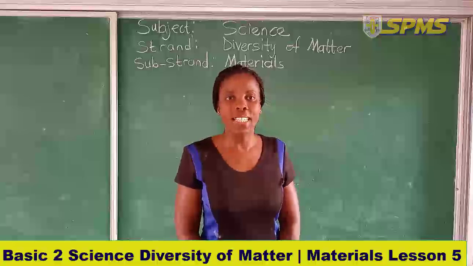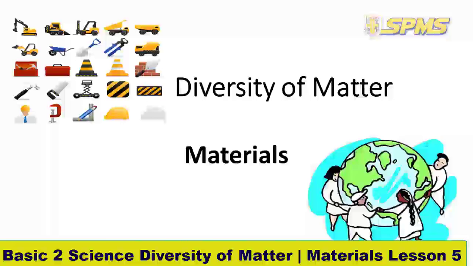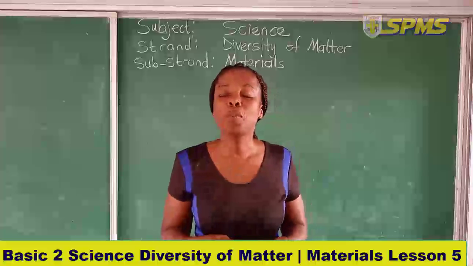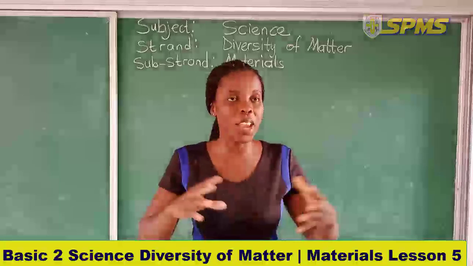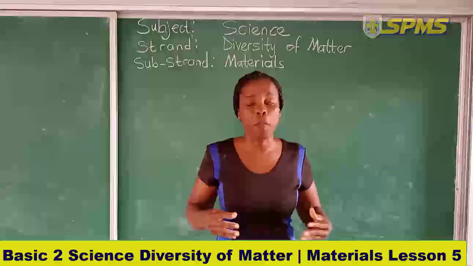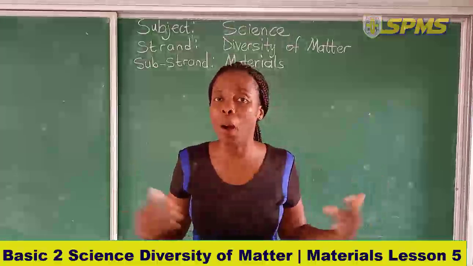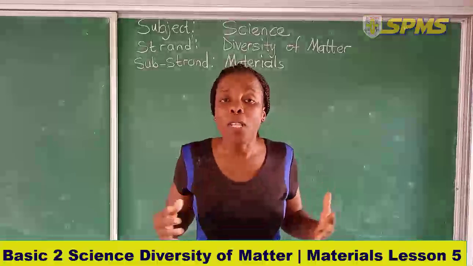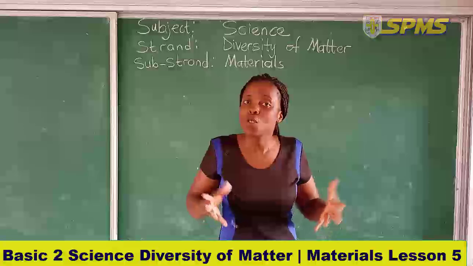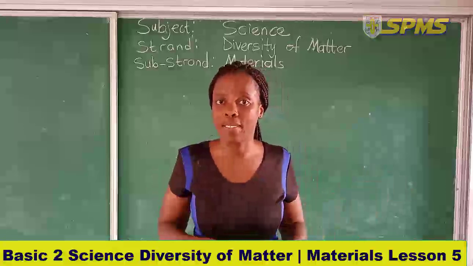Basic 2 Science. And this is going to be our 5th lesson on science, diversity of matter. We are still on materials. By the end of the lesson, you should be able to identify at least 2 items that can be created based on the properties of the materials we've talked about. You should also realize the importance of these materials to human beings, or to man.